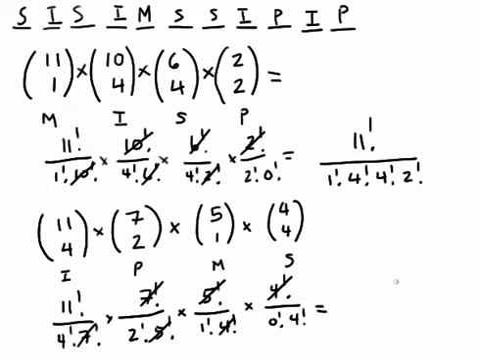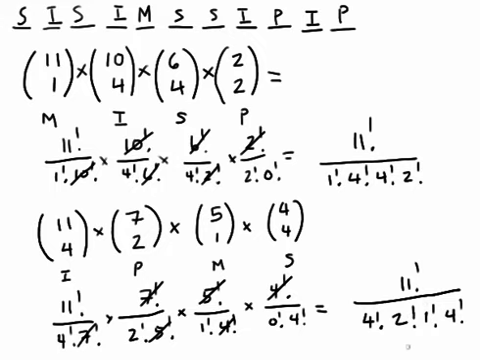And what are we left with? Well, luckily, we get 11 factorial divided by 4 factorial, 2 factorial, 1 factorial, 4 factorial, because the 0 factorial is just 1. So we end up with the same answer.